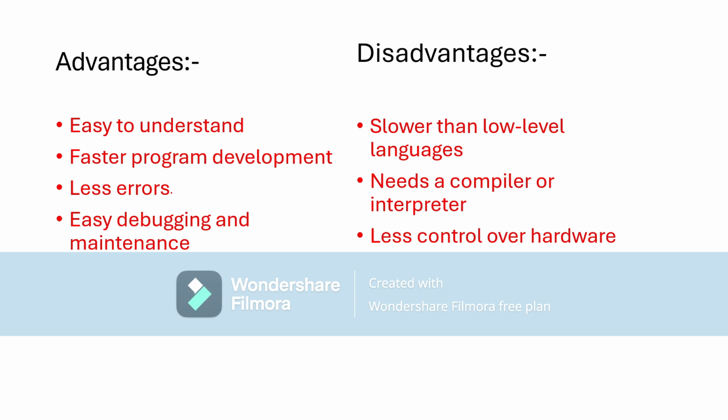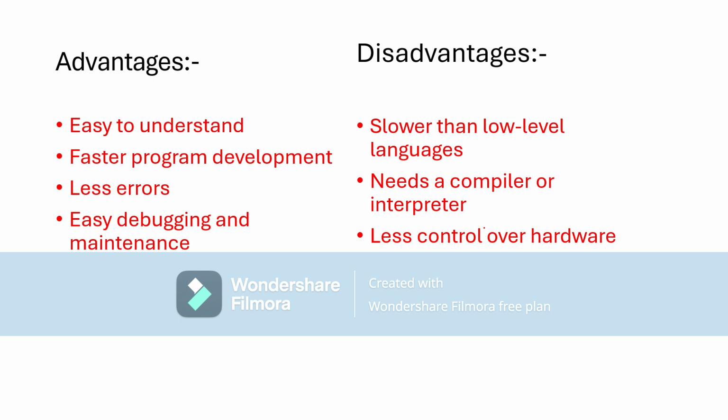But in high level languages we can easily understand. Next, in high level languages errors are easy to find and correct. Also, modifying or updating the program later is simple, so maintenance is easy. I hope you understand. It was easy to understand, faster program development, fewer errors, easy debugging and maintenance.